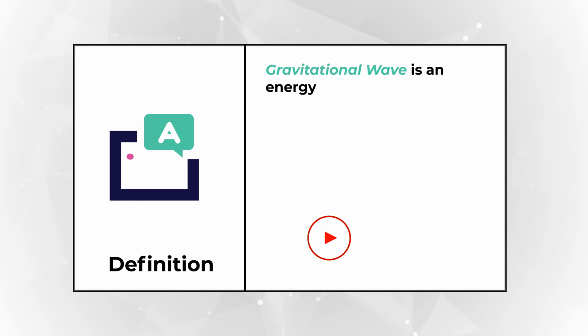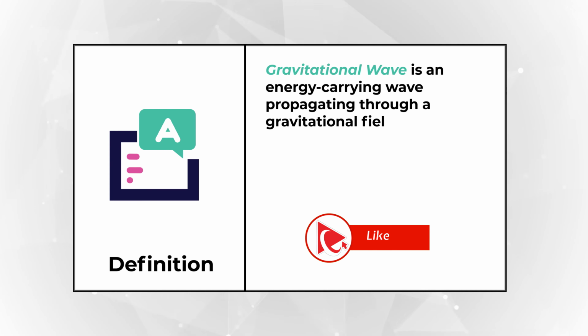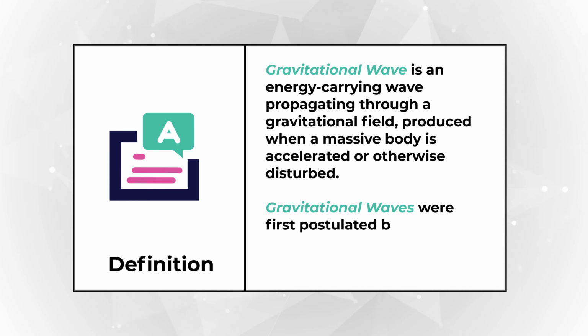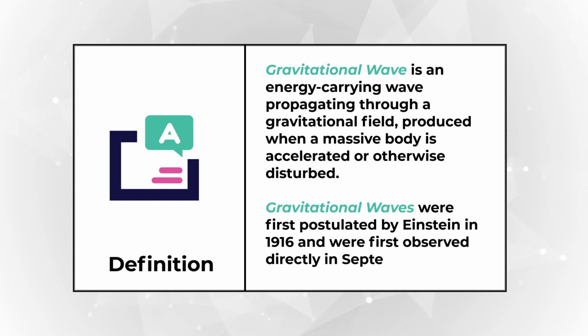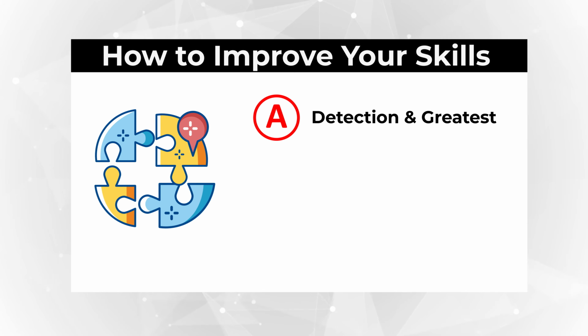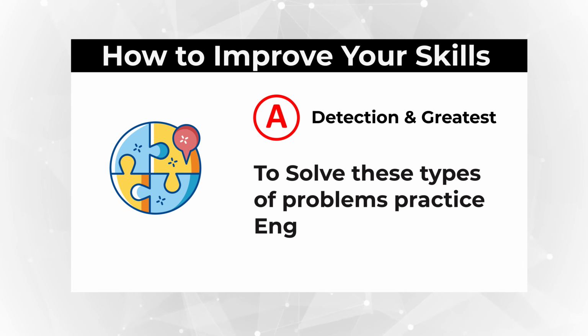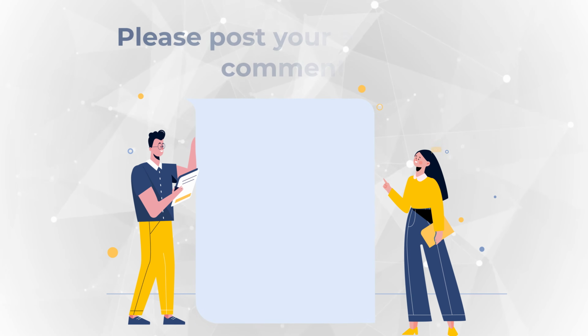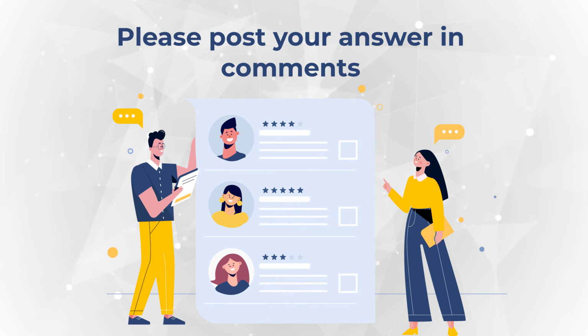Gravitational wave is an energy-carrying wave propagating through the gravitational field, produced when a massive body is accelerated or otherwise disturbed. Gravitational waves were first postulated by Einstein in 1916 and were first observed directly in September of 2015. The cool thing about this particular problem is that to solve it, you don't need to know much about gravitational waves, but you need to know how to form English sentences. Hopefully you've nailed this question, reconfirmed your knowledge, and now know how to answer similar problems on the test.